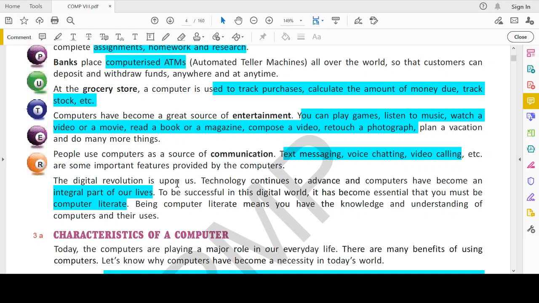The digital revolution is upon us. Technology continues to advance and computers have become an integral part of life. To be successful in this digital world, it has become essential that we know computers and we must be computer literate. Being computer literate means you have the knowledge and understanding of computers and their uses. So it is essential to be computer literate, right?